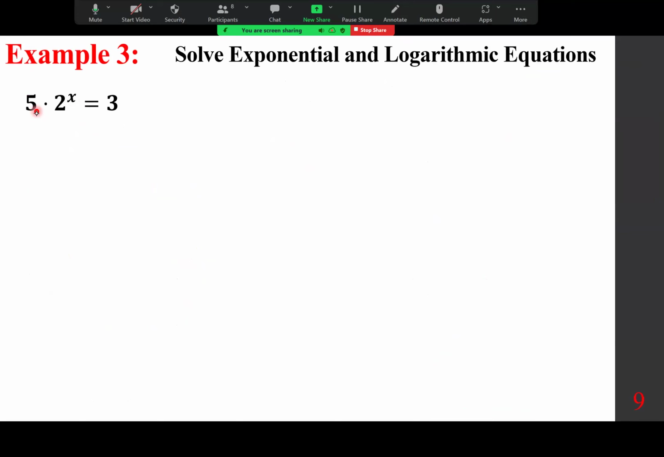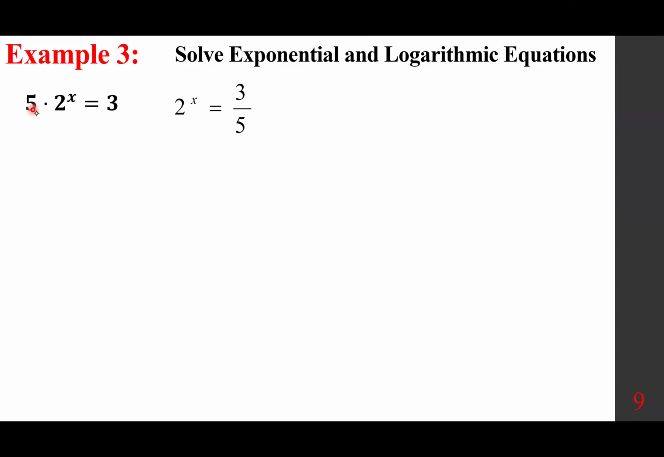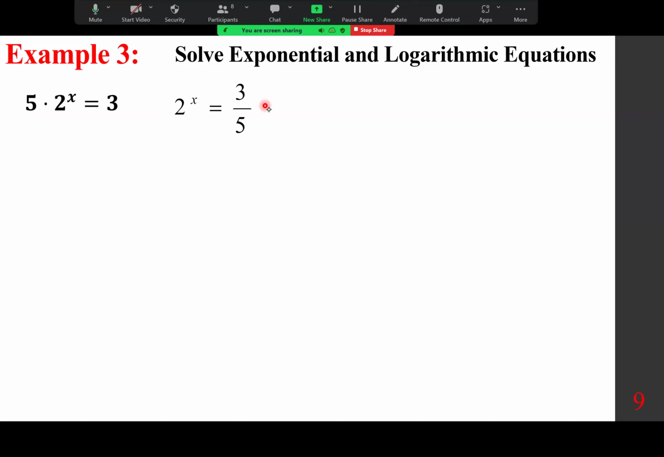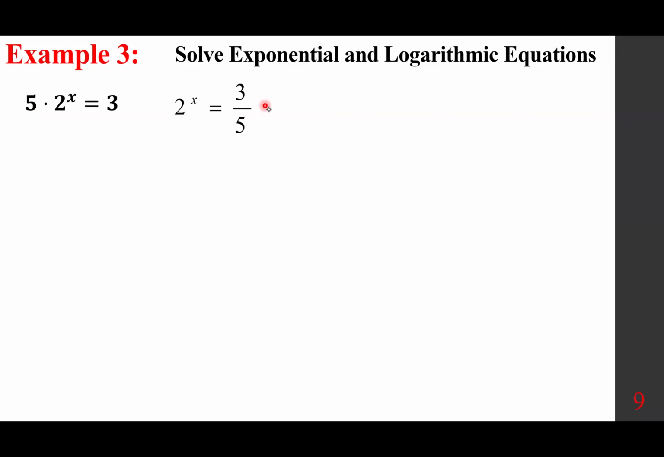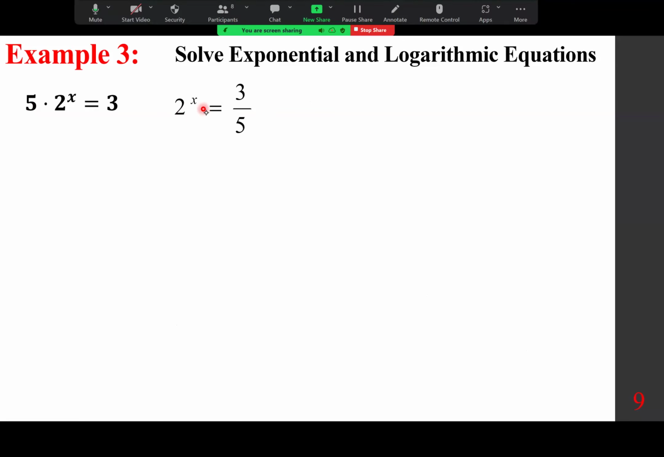To solve for 2 to the power of x, we're going to get rid of the 5. That means divide both sides by 5. Now, you want to see if there is any possibility to make both sides have the same base. This has the same base 2. Can we make this have base 2? The answer is no. Therefore, we have no choice but to take a log of both sides, either common log or natural log. The reason why is that we want to get to x. So take a natural log of both sides.